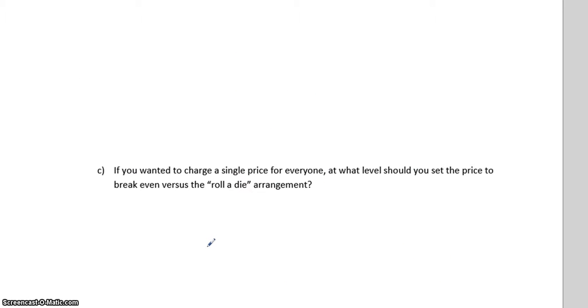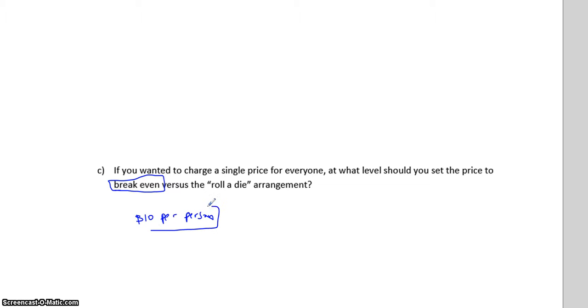So this question C then is just using that information. It says if we wanted to charge a single price for everyone, at what level should we set the price to feel like we're going to break even versus the roll of die arrangement? Well, we're never going to truly break even, because we saw when we looked at those averages that it never exactly equaled 10. But the idea is for a fair price, if we were going to scrap the roll of die arrangement and we wanted to make the same amount of money on average, we would just charge $10 per person as a fixed fee and forget about the random outcome.